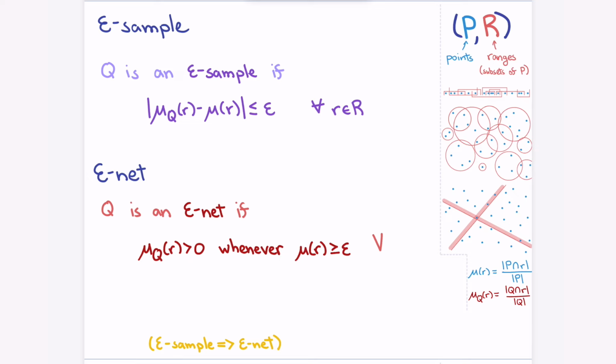It's just like one element. It's going to be difficult to get an epsilon sample. So R is the shape. If you just have one shape, and the shape contains only one point, then mu of R is very small.